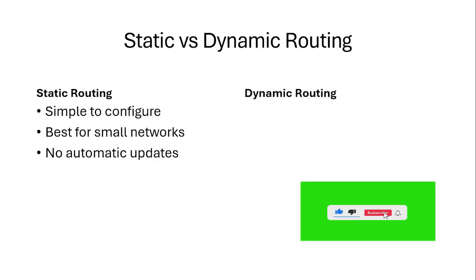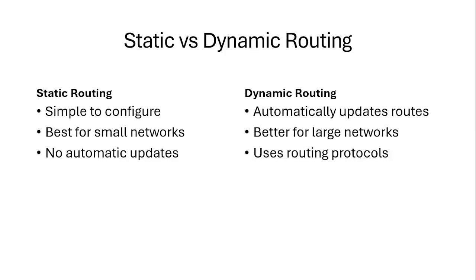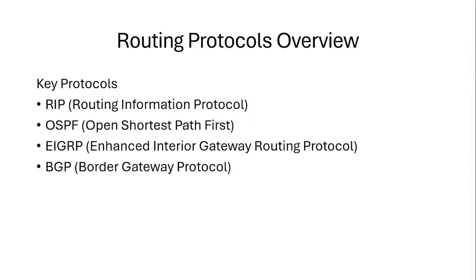Now for dynamic routing, it automatically updates the routes. It is better for large networks, and it uses routing protocols. So key protocols are RIP, OSPF, EIGRP, and BGP.